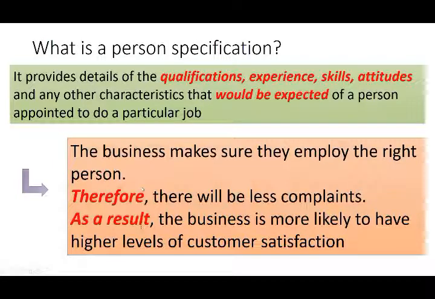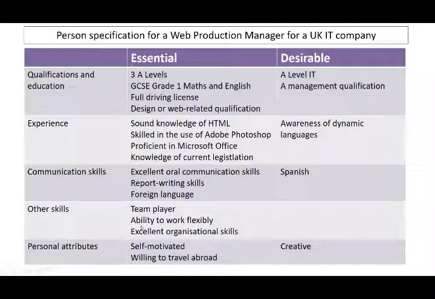Good? Are we good? This is an example of a person specification for a web production manager for a UK IT company. This is the essential required: the A levels that they need, the qualification, the experience, if they need previous experience, communication skills, all the skills, personal attributes, and this is the desirable. This is the desirable: 3 A levels, but desirable A level in IT. Yes? I'm going to give you 5 seconds to look at this. 5, 4, 3, 2.